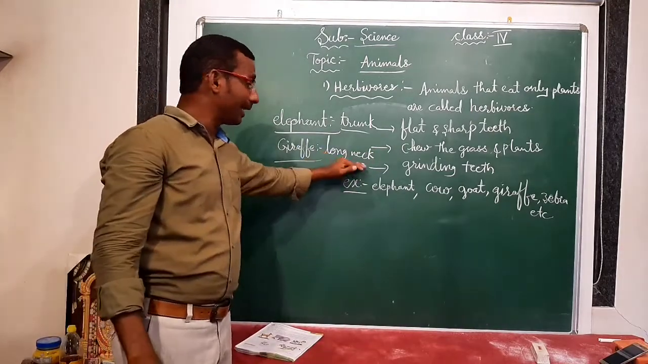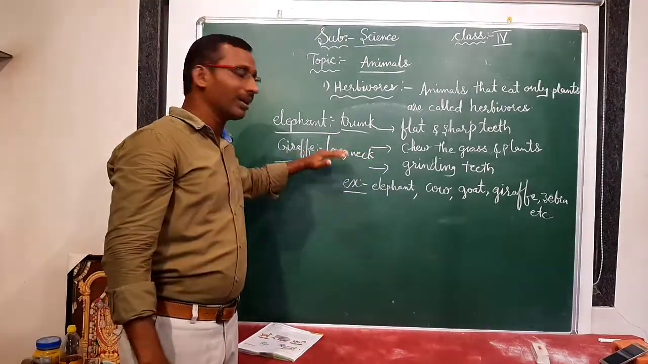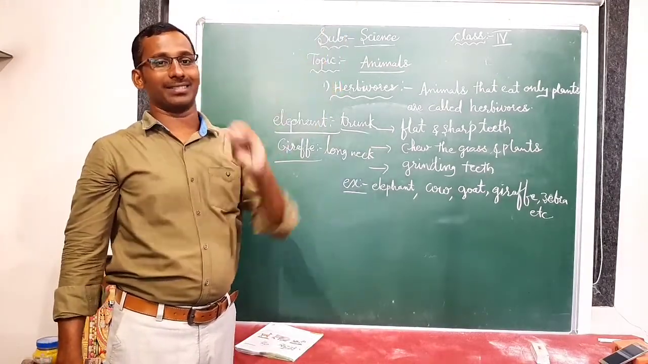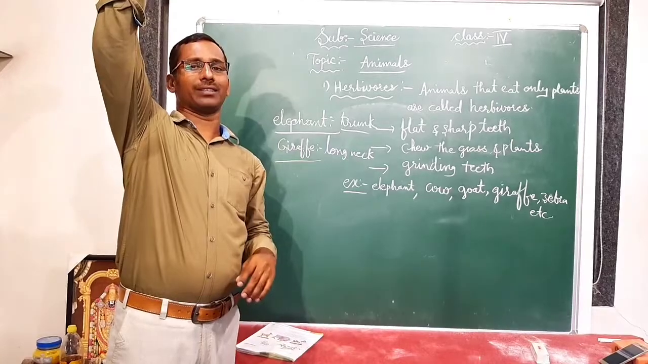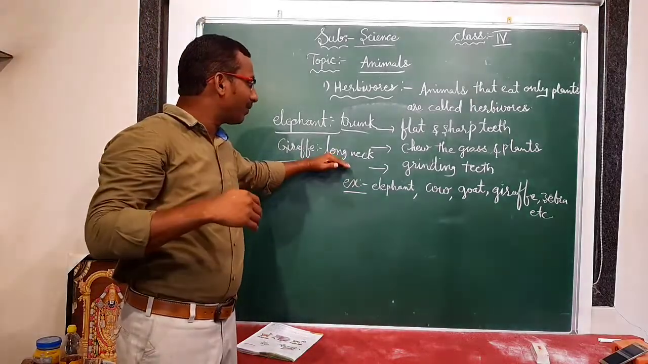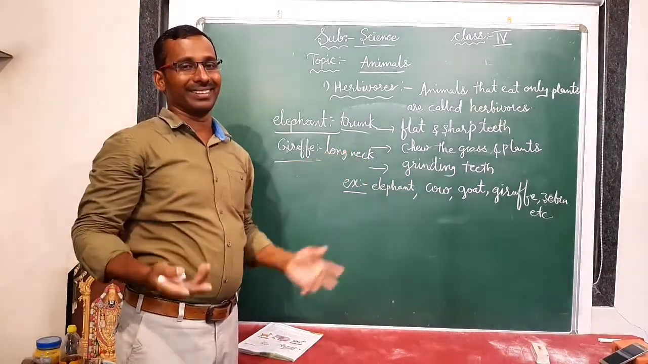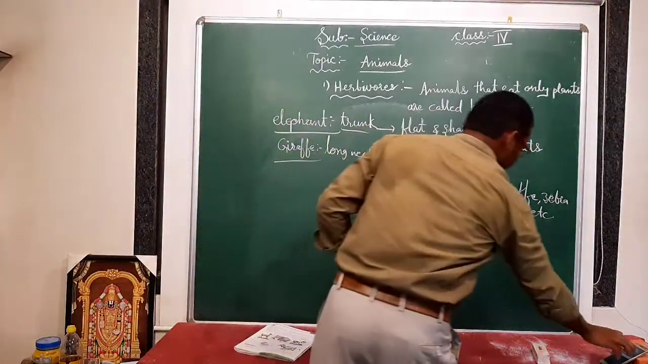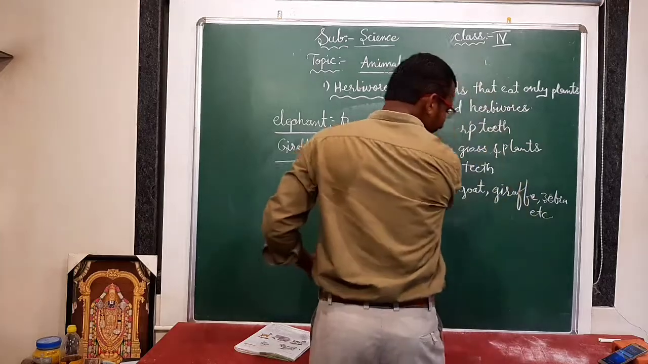Why does it have a long neck? When it has a long neck, it can eat leaves of tall plants. Some plants are growing tall. That is why they can eat easily with the help of the long neck. These are the special characters. Clear? Yes. Next one is, what is the second one?